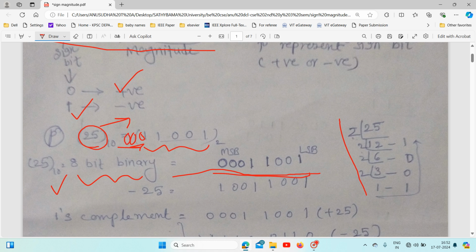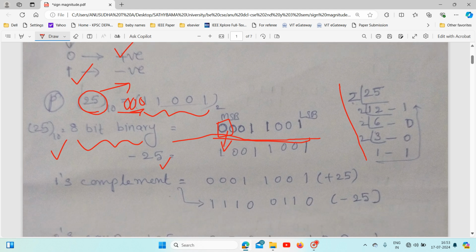Now as it is a positive 25, plus 25, the MSB bit is 0. I want to convert this plus 25 to minus 25, so I have to change 0 to 1. Then our result becomes minus 25. We can also convert a positive number to a negative number using two other methods: one is the ones complement method, another is the twos complement method.